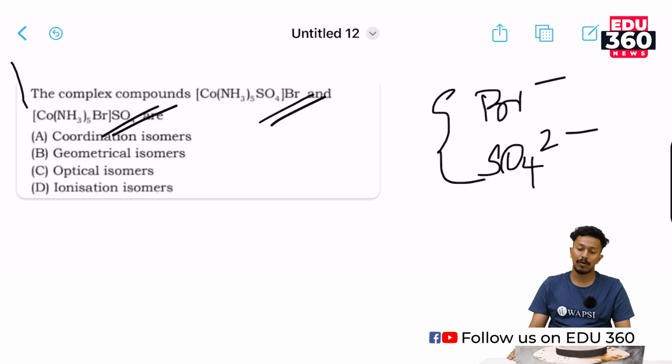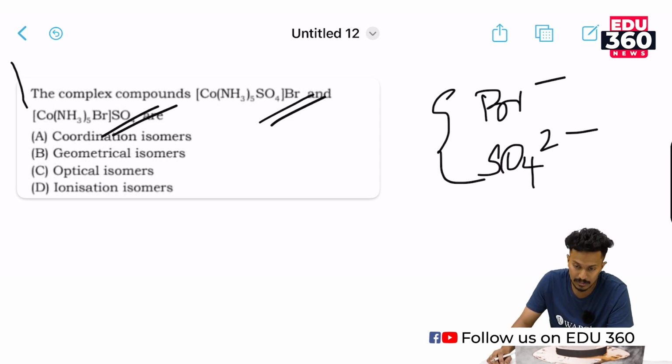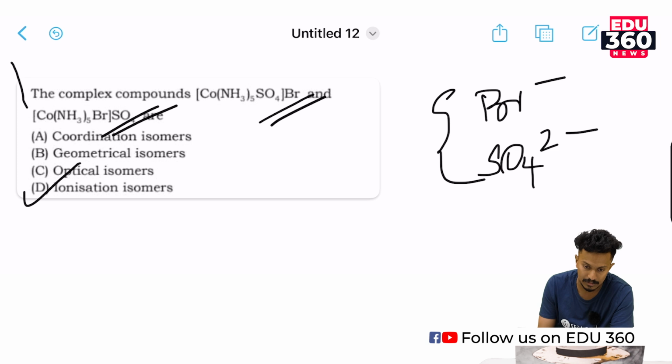These are called ionization isomers, and both of them are ionization isomers. So the correct option would be option D, right? Yes, option D is the correct one.